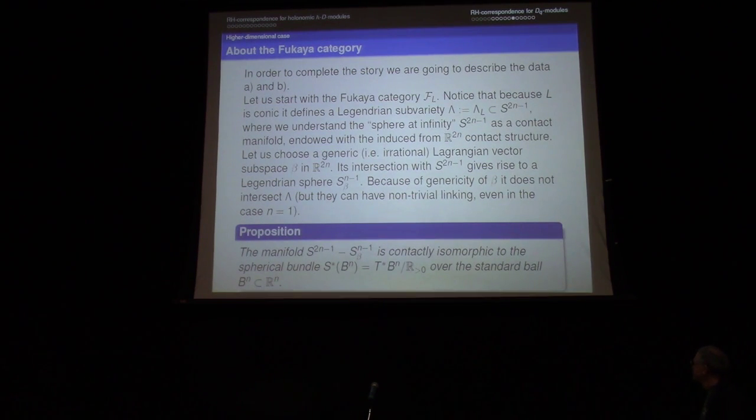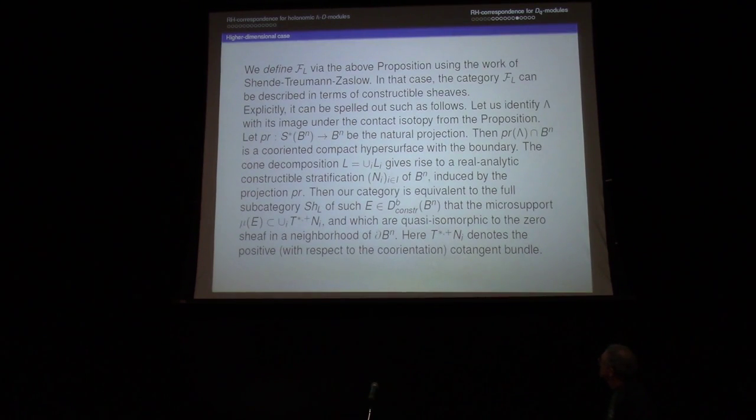So now this is a proposition. Probably I should also formulate it as a conjecture, but it's almost proven. That if I consider a complement in my contact manifold to this Legendrian sphere, then it's contactly isomorphic to some spherical bundle for the standard ball. So the point is that I would like just literally to reduce this story to the Schmid-Riemann and Zaslow story for the cotangent bundle.